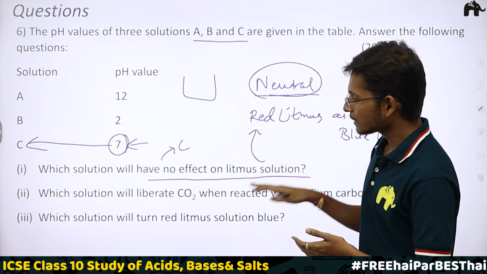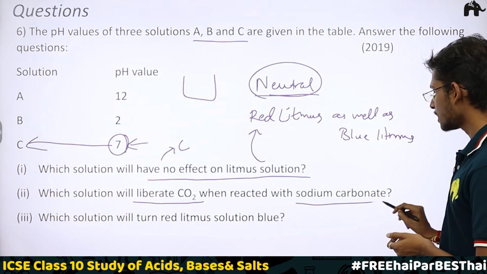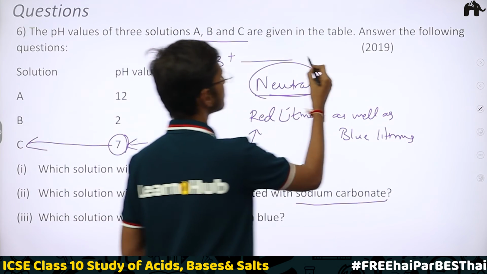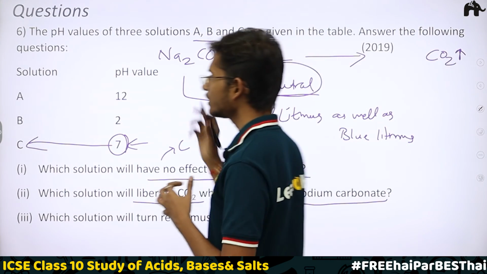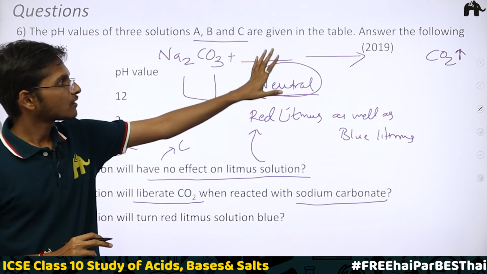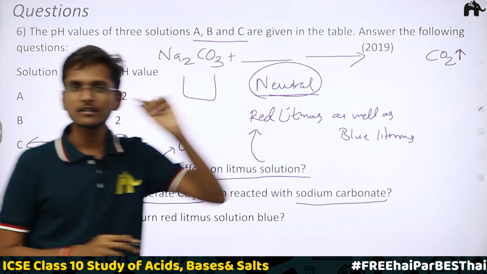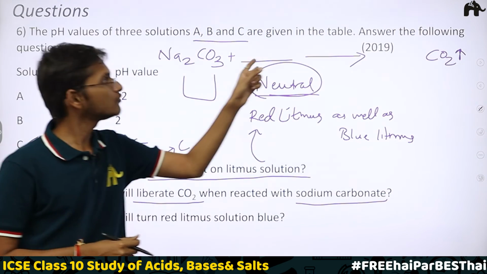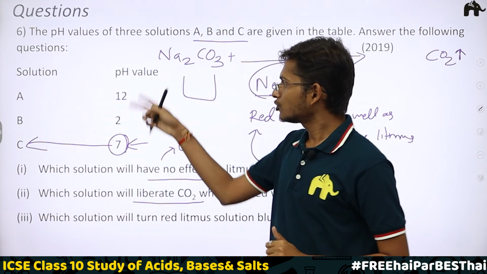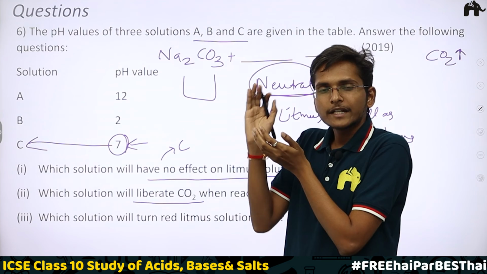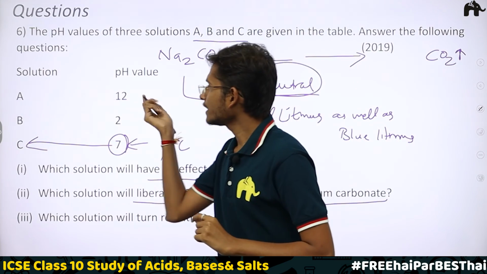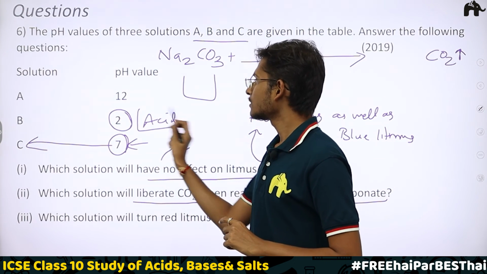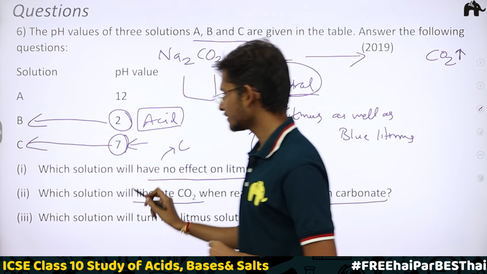Then, which solution will liberate carbon dioxide when reacted with sodium carbonate, Na2CO3? Can you try to correlate this reaction? Carbonates, when reacting with a particular solution, release carbon dioxide. Dilute acids react with carbonates and produce salt, water and carbon dioxide. So this should be a dilute acid. Leave aside the dilute, which would be the acid? Out of A and B, the one having pH value 2 would be the acid, because below 7 the solution is acidic. So our answer would be B.